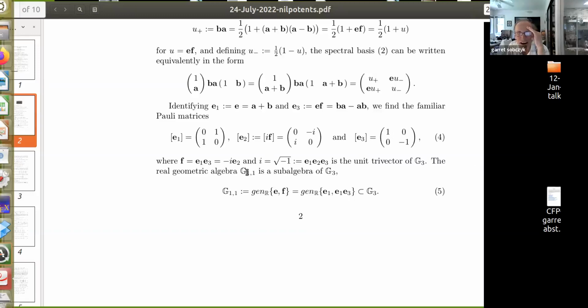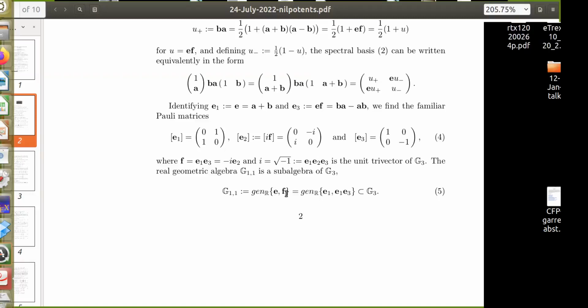Okay, the real geometric algebra. And now I'm saying the real geometric algebra G11 is a subalgebra of the geometric algebra G3. Why? Because G11 is generated by E and F. If you take E1 times E3, then you get the same thing as F.